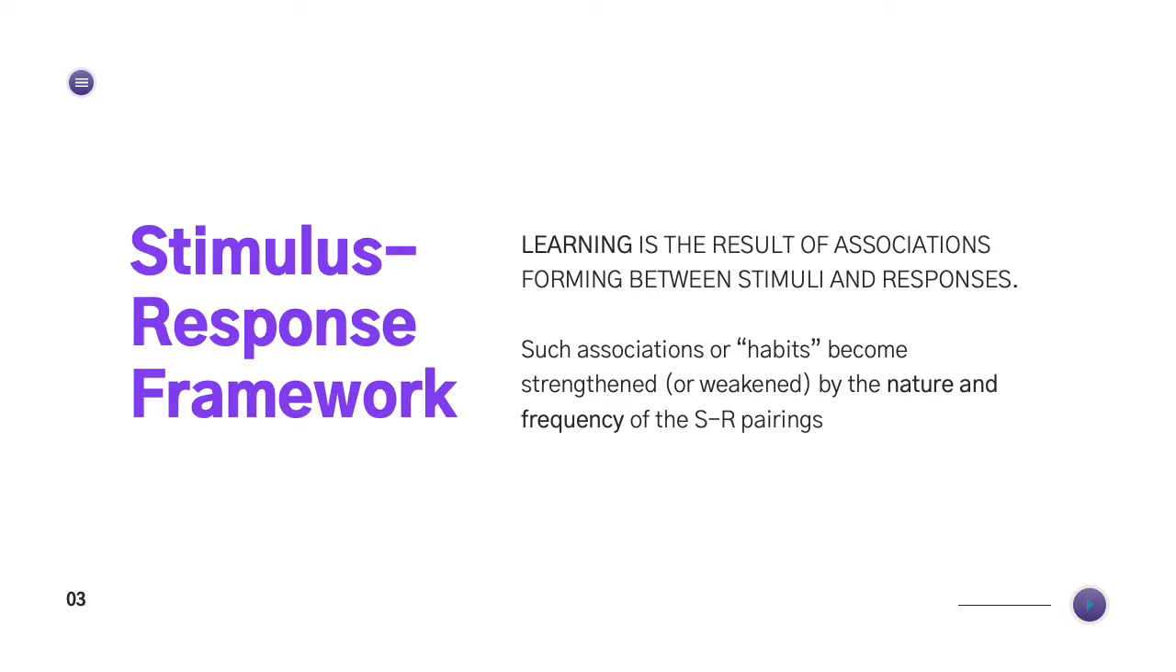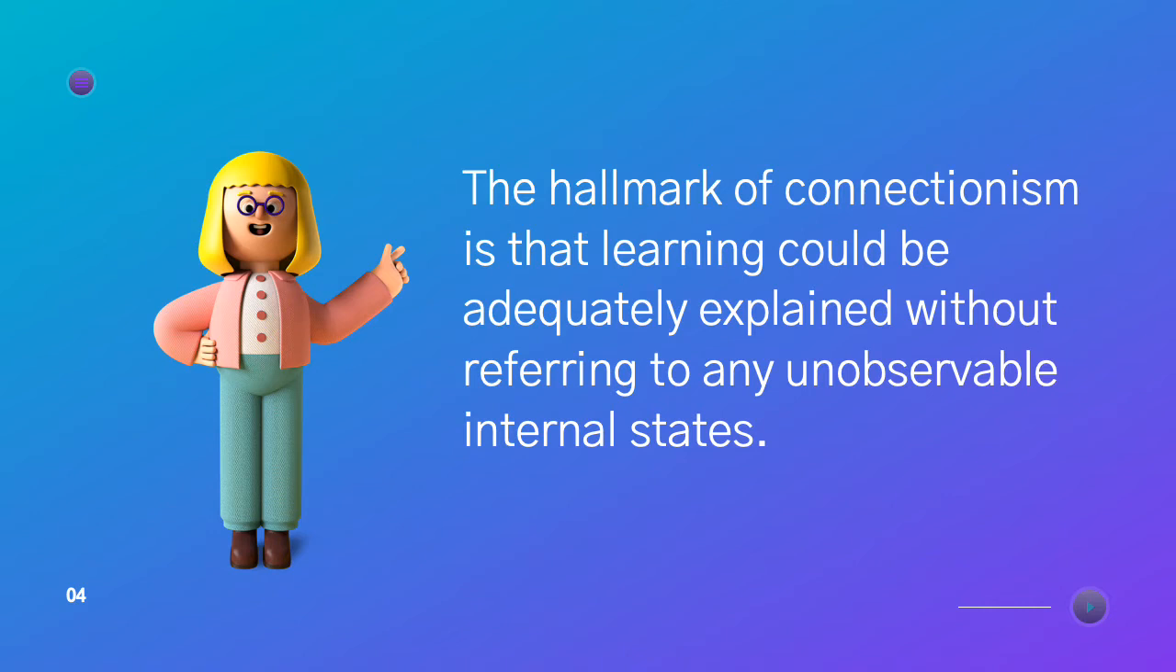The paradigm of SR theory was trial and error learning, in which certain responses come to dominate others due to reward. The hallmark of connectionism, like all behavioral theories, is that learning could adequately be explained without referring to any unobservable internal processes.